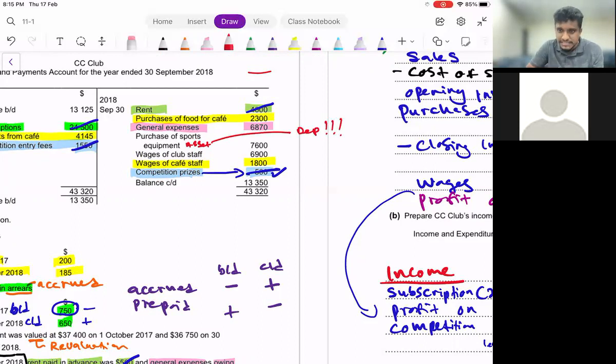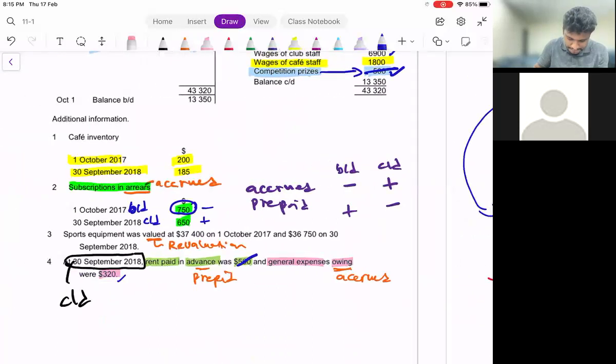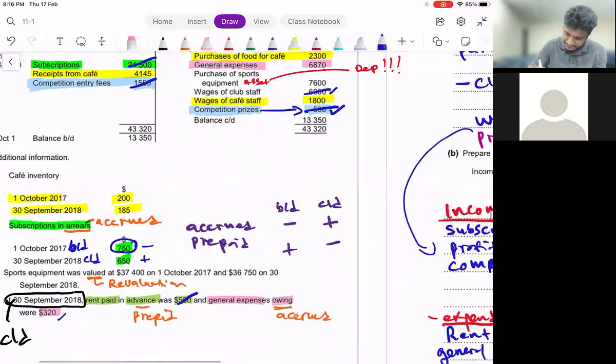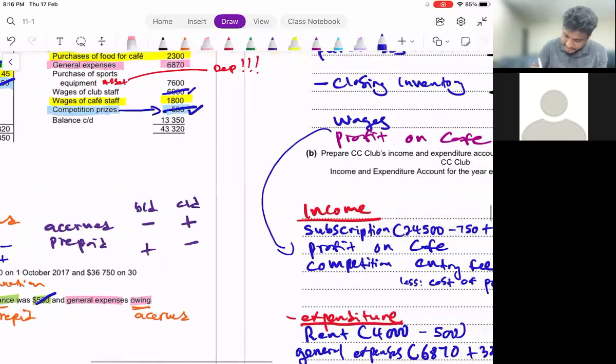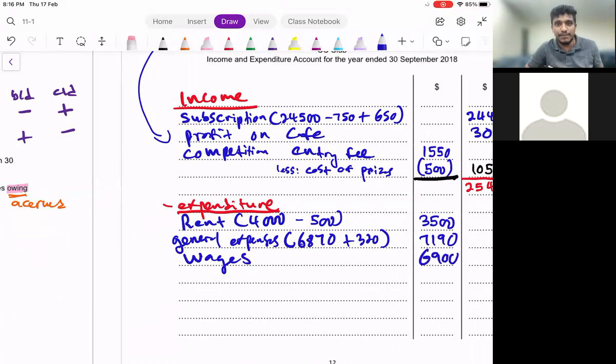And then your wages. Wages is 6,900. Can you check? Do you have any accrued or prepaid of the wages? No, I didn't see any accrued or prepaid. So we take the 6,900 and write here. 6,900 is my wages straight away, because there's no accrued, there is no prepaid. So you don't need to write anything, no need to plus or minus.